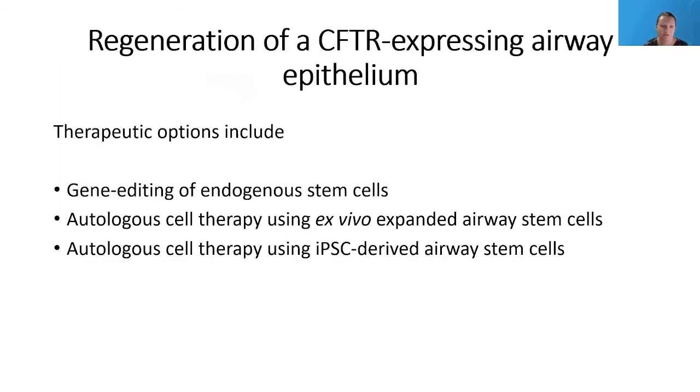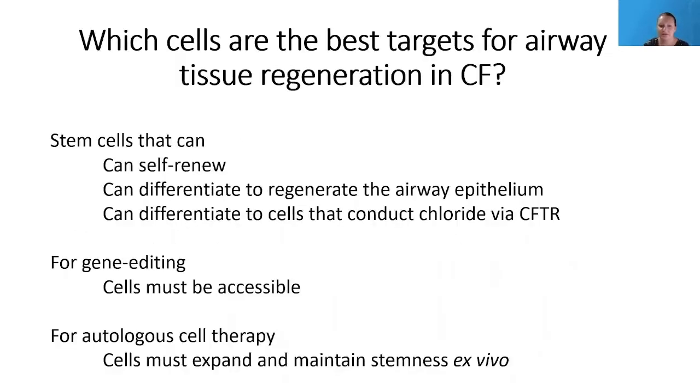I have no disclosures. So when we're thinking of regenerating a CFTR expressing airway epithelium, we need to think about what the options are. And these include gene editing of endogenous stem cells, and autologous cell therapy using either ex vivo expanded airway stem cells or iPSC-derived airway stem cells.